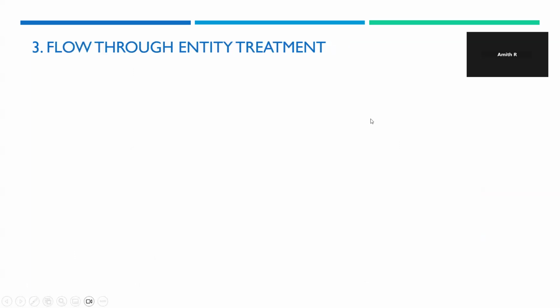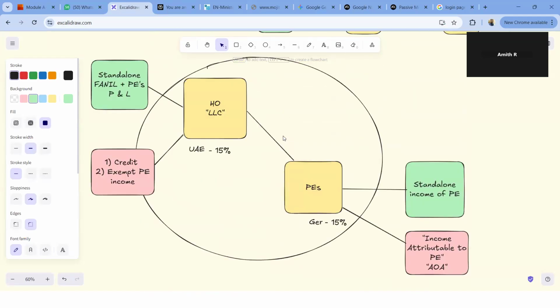Now, what is PE? What do you have to understand in PE? In PE, you first make the standalone income of PE. You know what the problem is, right? Because there would be two. So in order to capture it only at one place, either here or here, we first make the standalone financial accounting net income or loss of the PE, then adjust it to income attributable to PE. Whatever is the income attributable to PE, you will reduce from this to get the globe income.